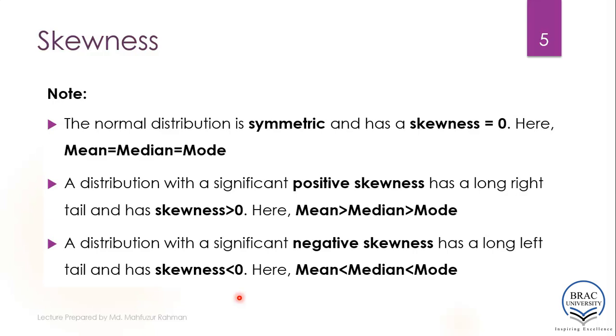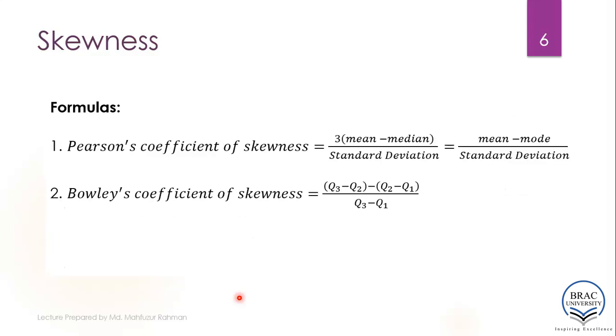Let's find out the formula for how to calculate skewness. The first one is Pearson's coefficient of skewness, where we need the mean, median and standard deviation. The formula is 3 into mean minus median divided by standard deviation, and another one is mean minus mode divided by standard deviation. So to calculate this skewness you need these three measures. Two are central tendency measures, and the standard deviation is the measure of dispersion. There is another formula, Bowley's coefficient of skewness, which uses the quartile values. You can use this one also to find out the skewness. You will learn more about quartiles in the next week's lessons.